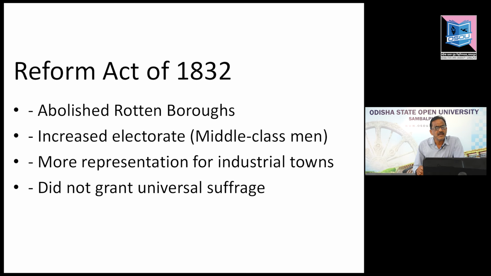However, the 1832 Reform Act was not a complete act which could provide universal suffrage. It did not grant universal suffrage to the people for representation in Parliament. After a lot of struggle, we can say that the Reform Act of 1832 had a lot of problems and lacunas within it. In spite of all these lacunas and weaknesses, it was a major step towards the evolution of parliamentary democracy in Great Britain.